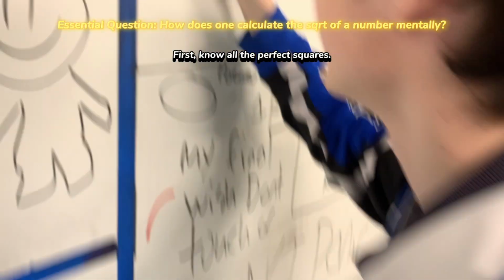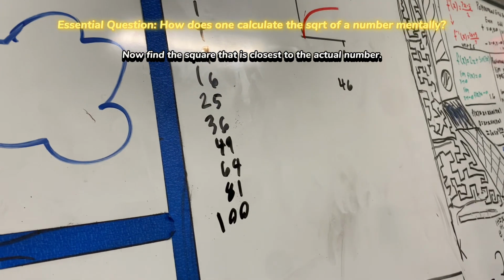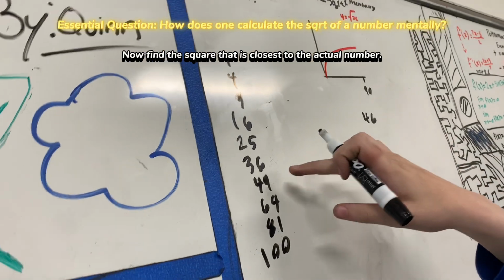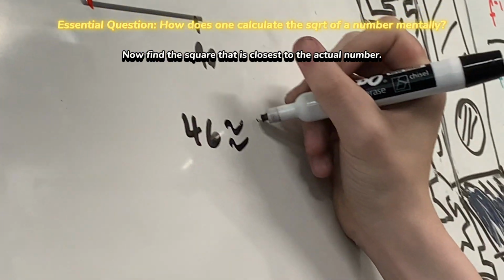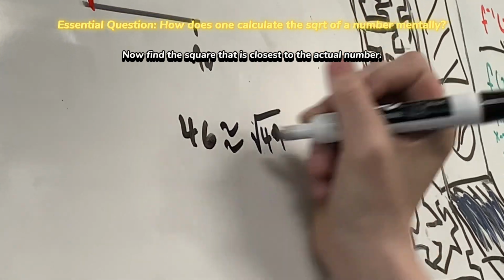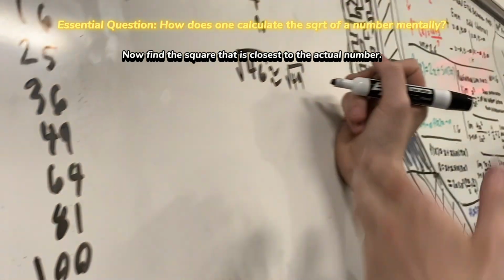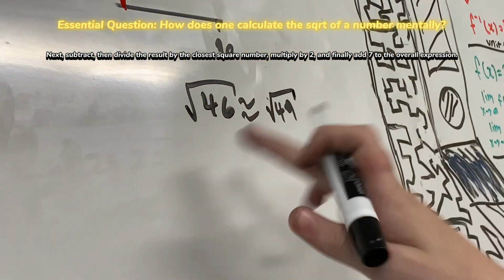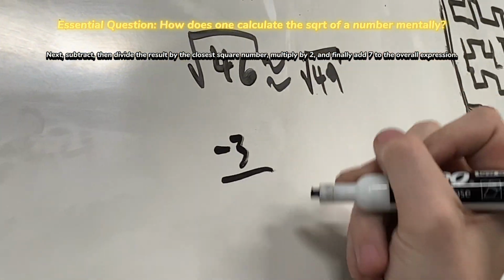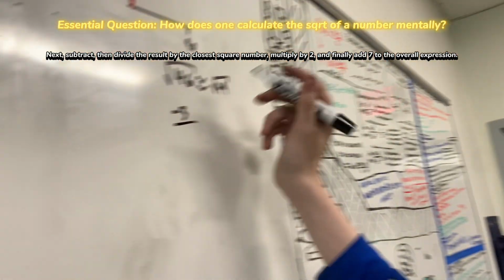So we're going to look for the closest one to this, 49. This is going to be approximately equal to the square root of 49, but you have to correct it a little bit because it's a rough approximation. The difference between these is 3, but it's also -3. Then you divide this by 2 times the square root of this number, which is 7. Good job.